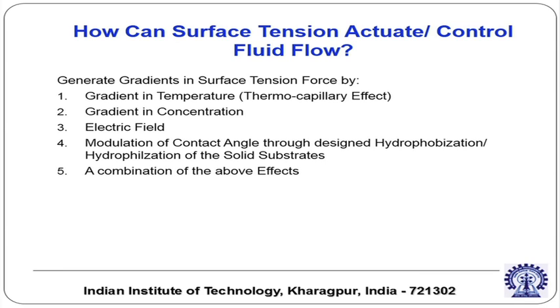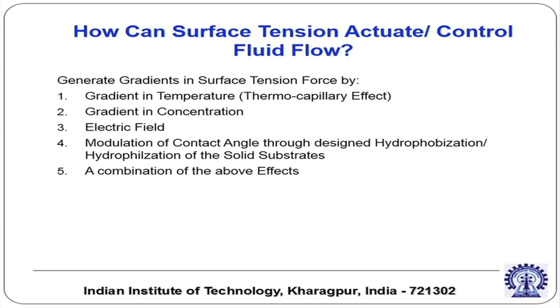That is possible by using a gradient in temperature. A gradient in temperature can create a gradient in surface tension. This is known as thermocapillary flow. We will discuss this in detail, and the corresponding convection is known as Marangoni convection, one of the classical mechanisms by which you can control surface tension driven flow by virtue of temperature gradient. Not only that, you can create a gradient in concentration, because a gradient in concentration can create a surface tension gradient. You can use an electric field to modulate surface tension. We will see how that is possible.